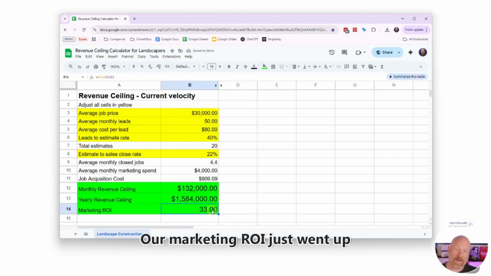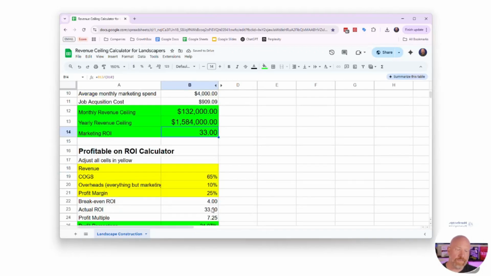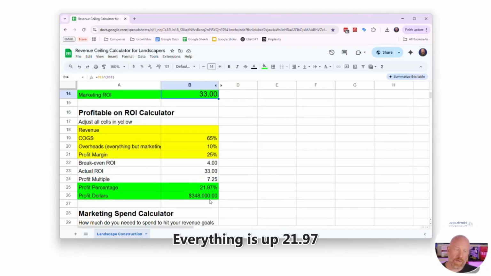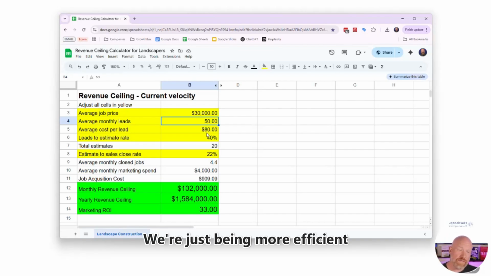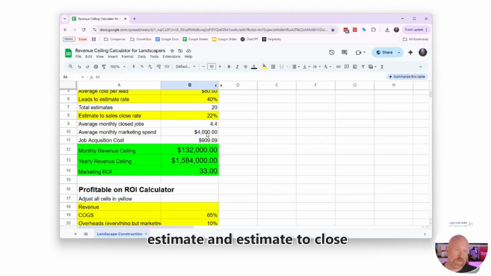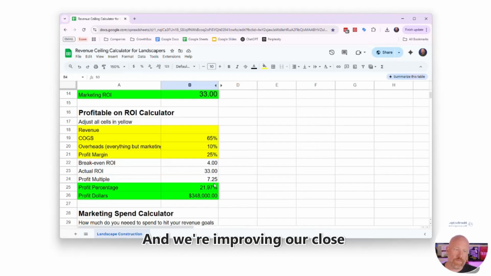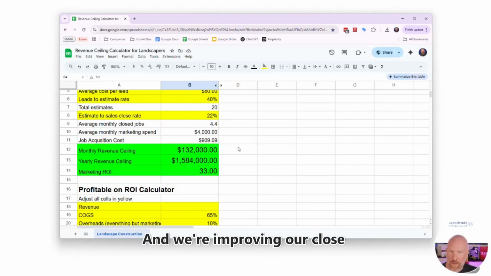Wow, we're up again. Our marketing ROI just went up. Everything is up, 21.97, $348,000 now that we're profiting. And so this is great. We haven't changed our monthly lead volume at all. We're just being more efficient across our marketing, leads to estimate and estimate to close, and we're improving our close rates and such.